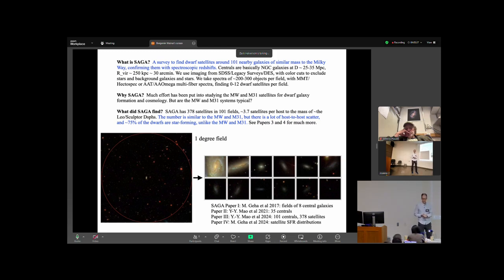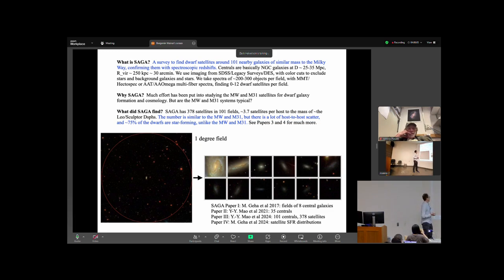So very similar to what we just saw with the ELVES dwarf surveys. That host-to-host scatter, I believe, is very real. Why did we do this? Because there's been a ton of effort put into studying the Milky Way and M31 dwarf satellite systems, and we wanted to understand if those systems are typical and we can draw inferences from them, or if other systems might be different.